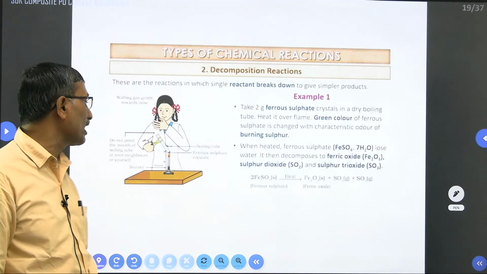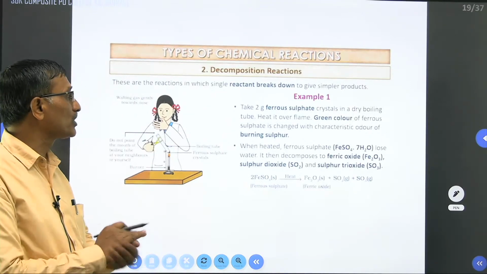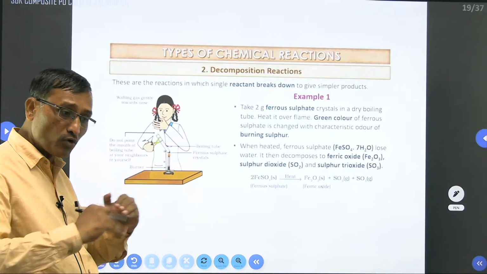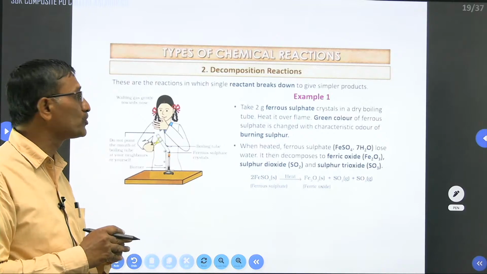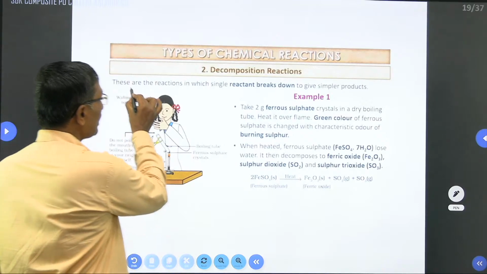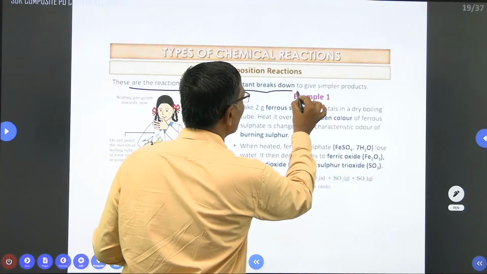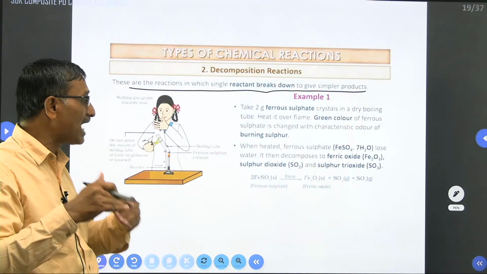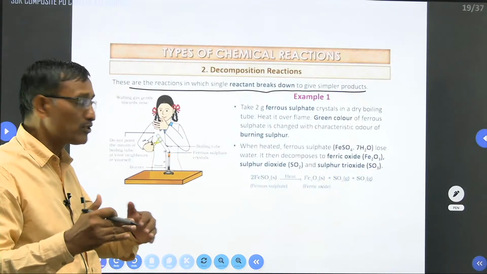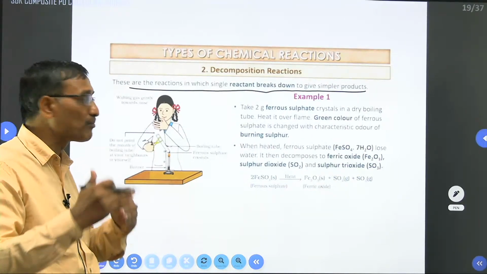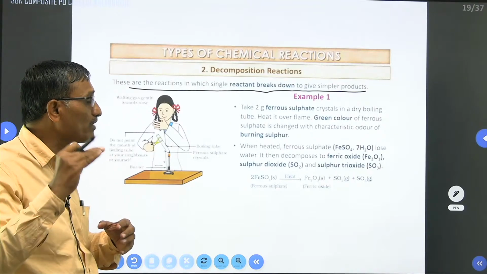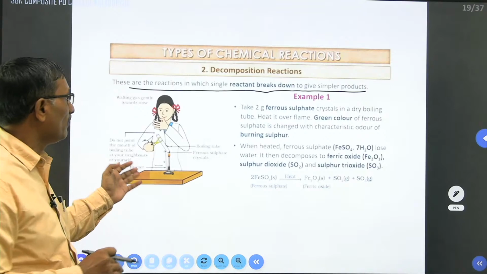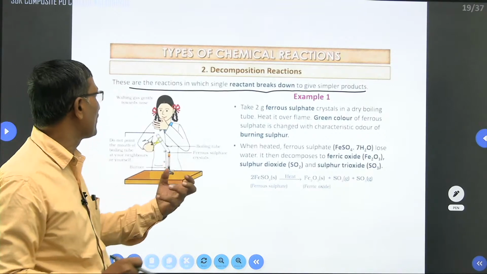Now coming to the second type, that is known as decomposition reaction. What do you mean by the term decomposition reaction? These are the reactions in which a single reactant breaks down to give simpler products. Single reactant will be there, so it will break down, breaking of the bond takes place to give a simple product formation we can observe. One simple experiment is there.